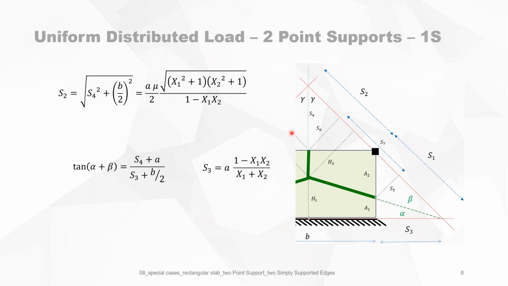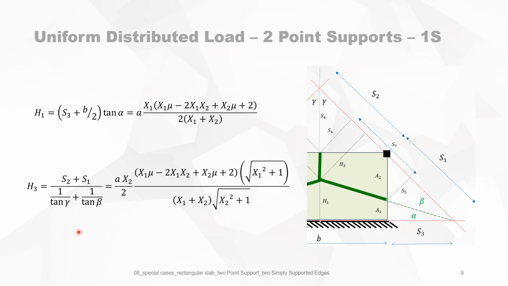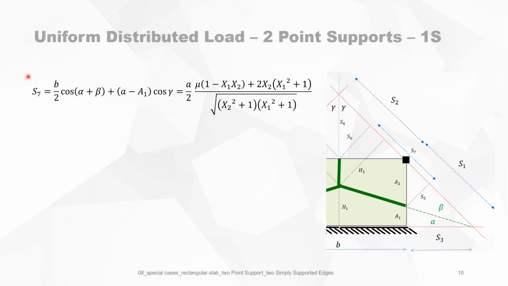And S3 equals, from this expression, we can find S3. And A1 is S3 times tangent alpha, and you also can have this expression. So we can continue to express every variable in function of x1, x2, and mu. For H3, again, the cotangent rule is used, but you see it's getting more and more complicated.